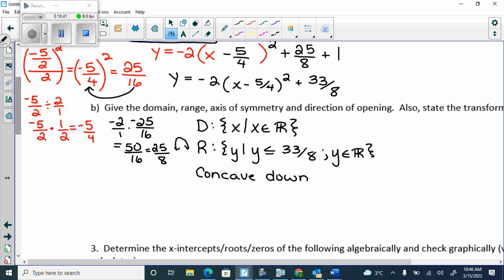And then I want you to state any transformations. So this is the other thing that we're going to drill home is transformations. Oh, I did put that in there and didn't put it. Its axis of symmetry is what? x equals 5/4.